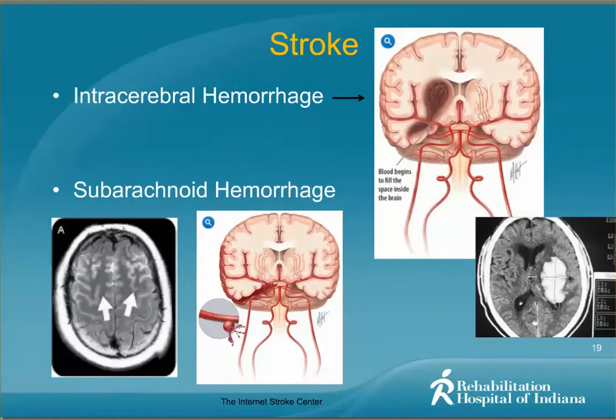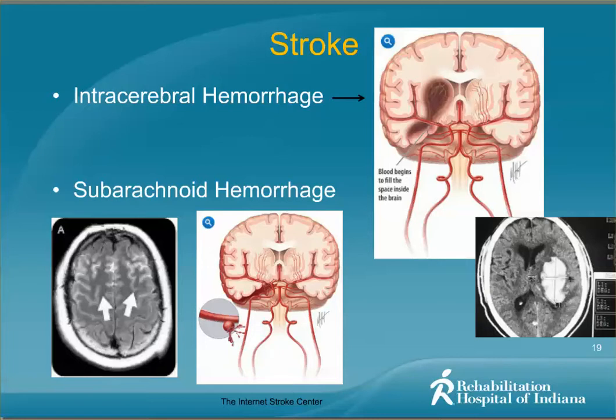The next type of stroke is referred to as a hemorrhagic stroke. The hemorrhagic stroke can occur intracerebrally, which is inside the brain, or subarachnoid, which is in the surrounding area outside of the brain tissue but within the skull. First we'll talk about the intracerebral hemorrhage. This occurs when a blood vessel within the brain bursts, allowing blood to leak inside the brain. In that first picture you see what looks like a big pocket of blood that starts to fill up in the brain tissue.